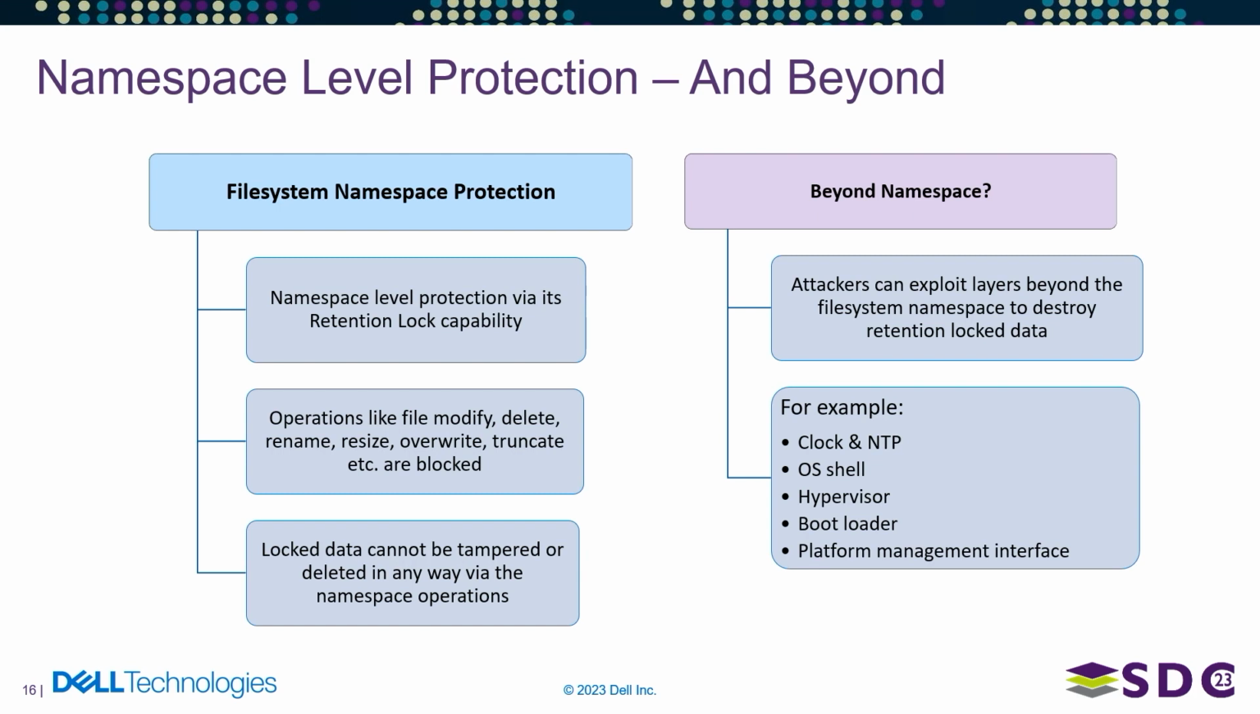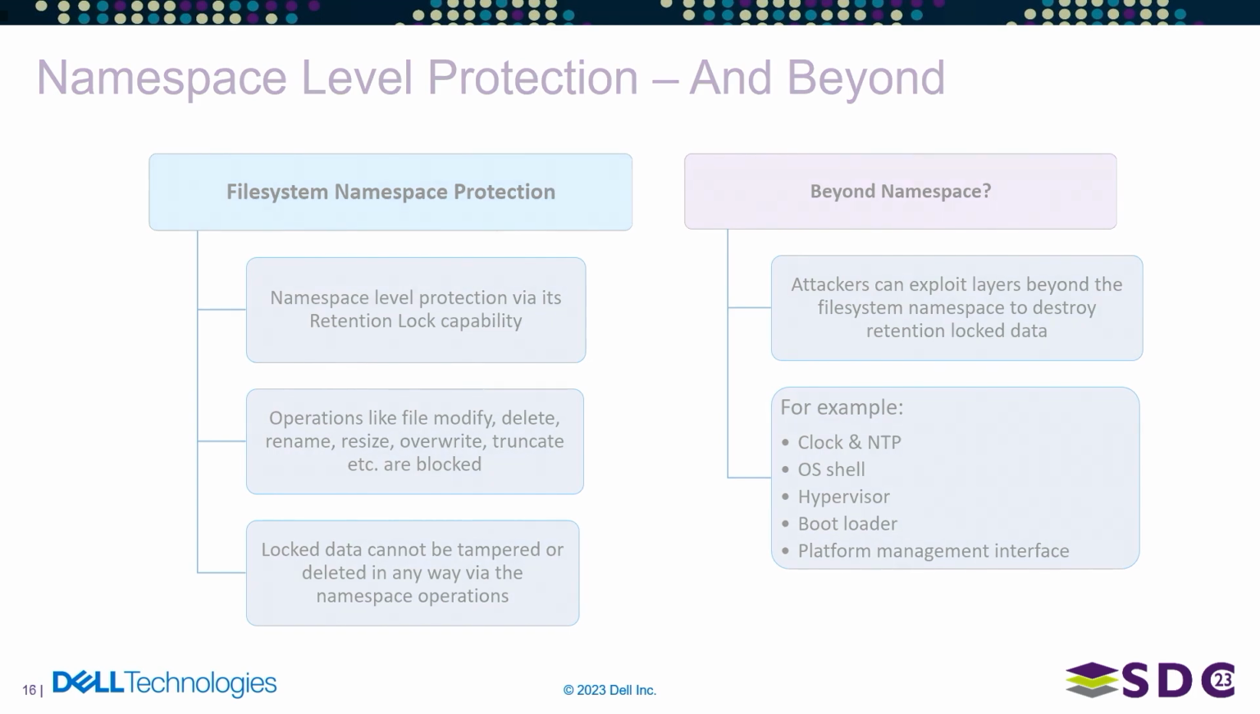And namespace level attacks means modifying, overwriting the data, or deleting it or renaming it, any such file system operations, right? Retention lock will prevent every such one of them. But what about the layers around, below it or above it, right? Namespace is just one layer, but there are a lot of layers, if you see on the right side, below it, which can be and which are exploited by the attackers, right? We'll go through them one by one and see how the attacks happen and what are the best practices or recommendations that backup servers can follow.